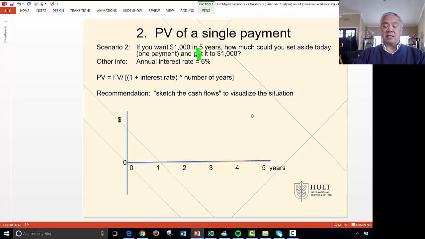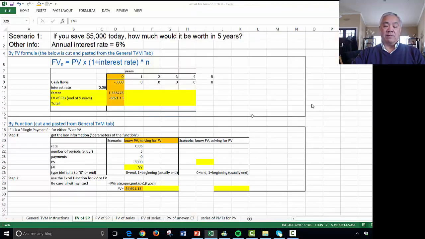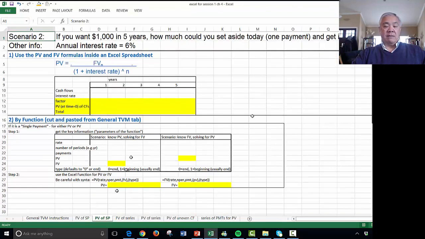So you want to get that, that's a positive number. We want $1,000 bucks, all right? And the question is, how much do you set aside in one payment right now at time 0? So some negative number. So what negative number now do we set aside so that it grows to be $1,000 in that amount of time? So that is the scenario. And so let's look at the numbers. Again, we have two choices. We use the formula or a function.